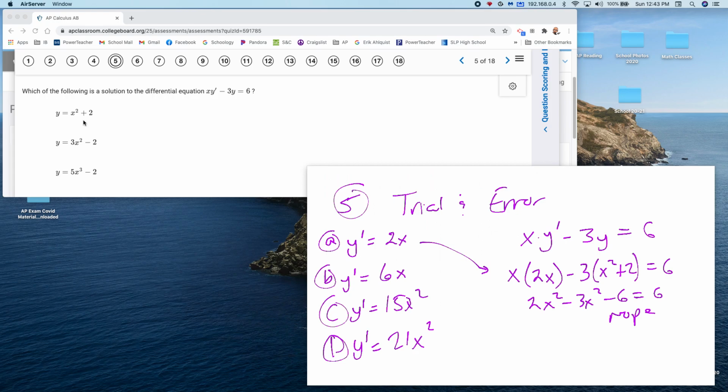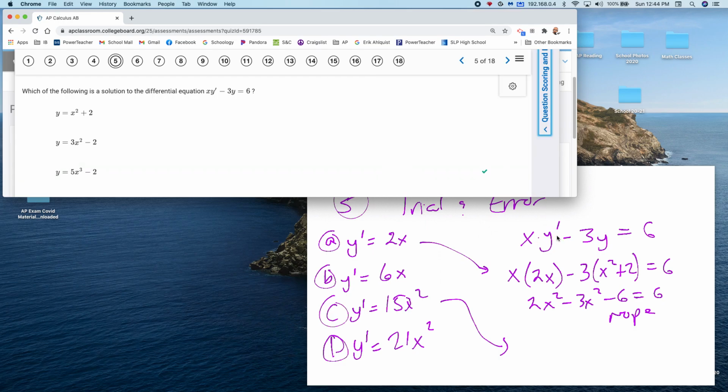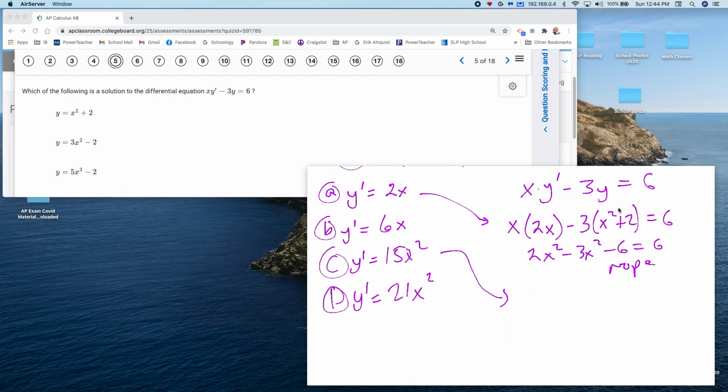And then you try B. And then you try C. And then you try D. And what you'll find out is, I think C is the answer, if I remember right. Let me just check. C is the right answer. So let me show you what happens when you use C.